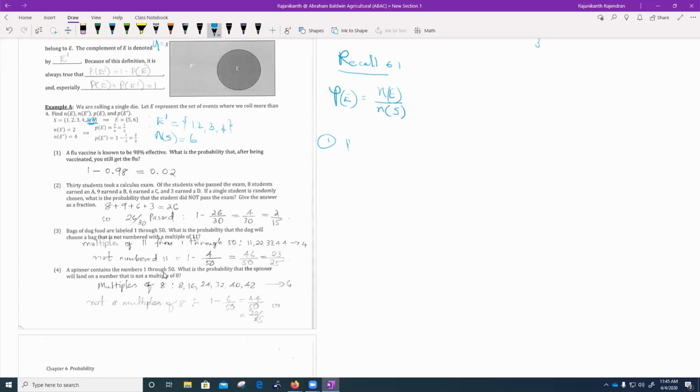So the probability of getting sick or getting flu, if this is my event E, I use the complement formula, that is 1 minus P(E prime). If my event E is getting the flu, that means my E prime is going to be not getting the flu.